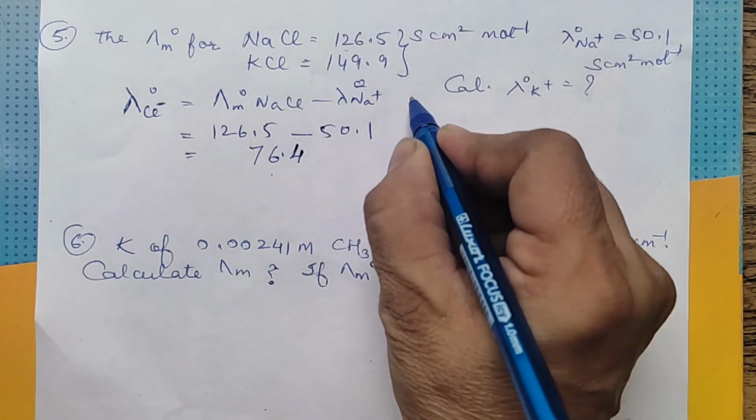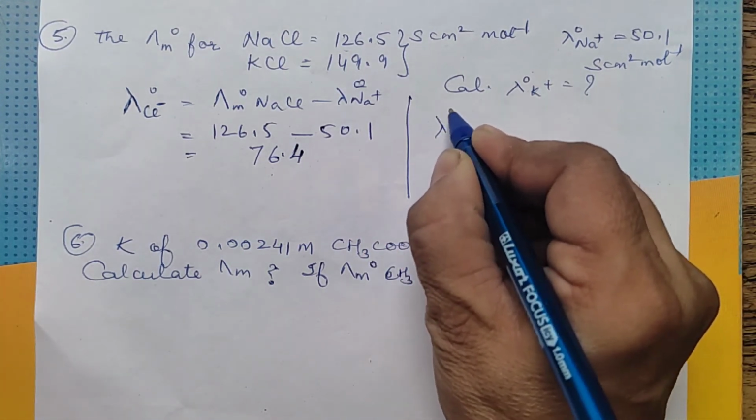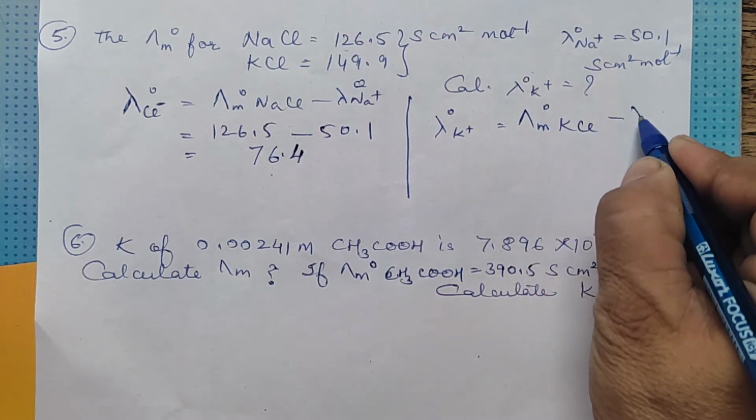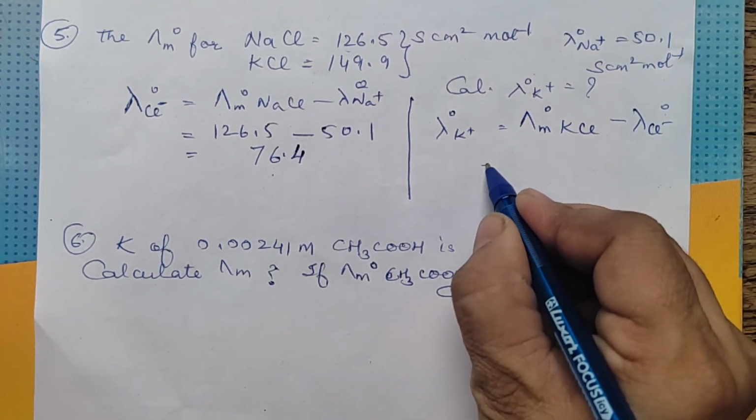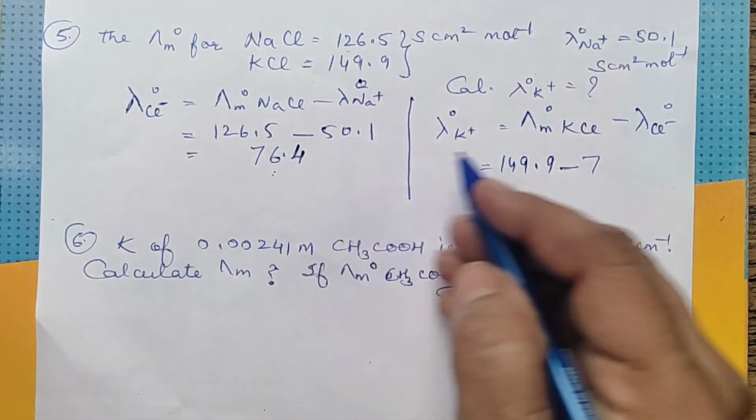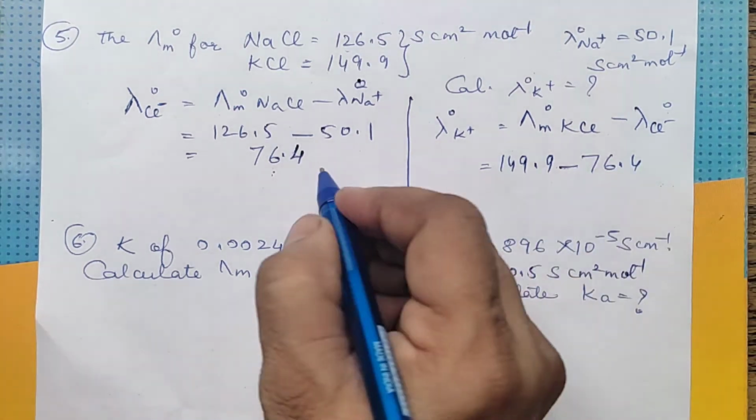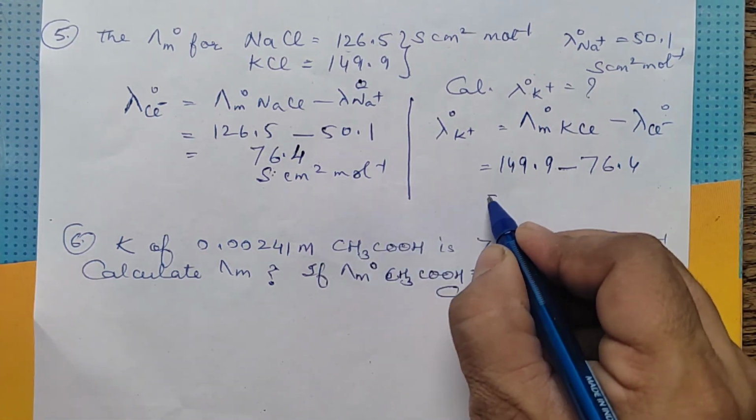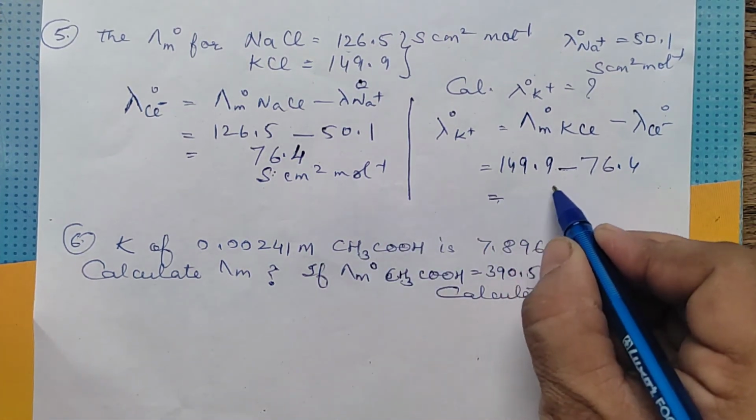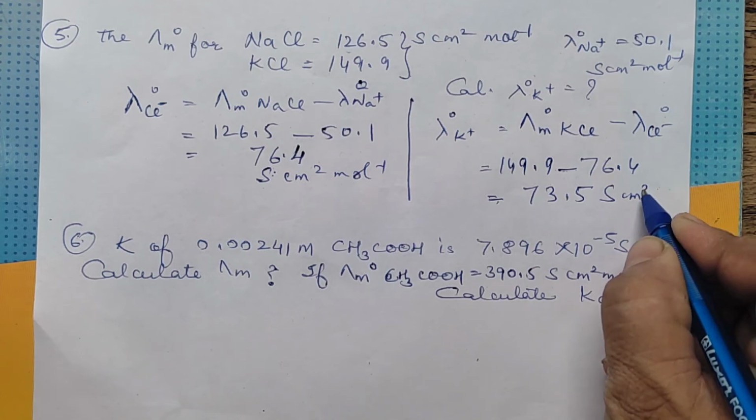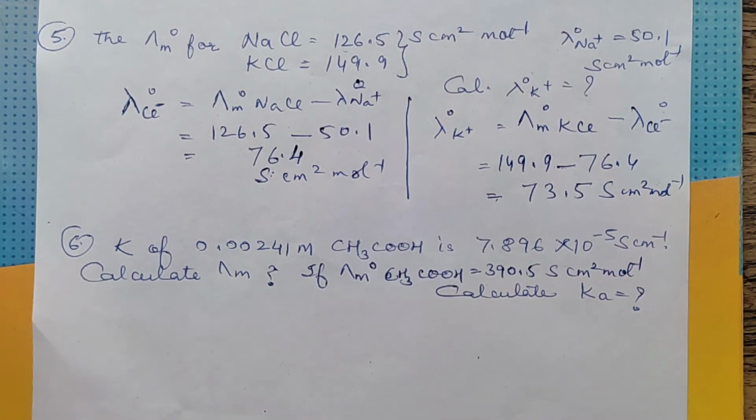Now, in order to calculate the conductivity of the potassium ion, we will take the molar conductivity of KCl minus the conductivity of the chloride ion. That means 149.9, which is given in the question, minus that of chloride, which we calculated. Of course, the unit we could have written is Siemens centimeter square per mole. When you solve this, 149.9 minus 76.4, it is 73.5 Siemens centimeter square per mole. This is your answer. So it's one of the applications of Kohlrausch law.